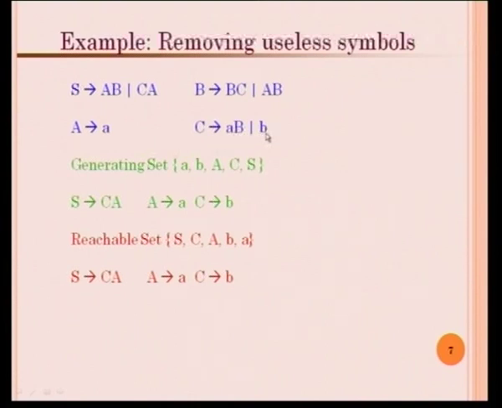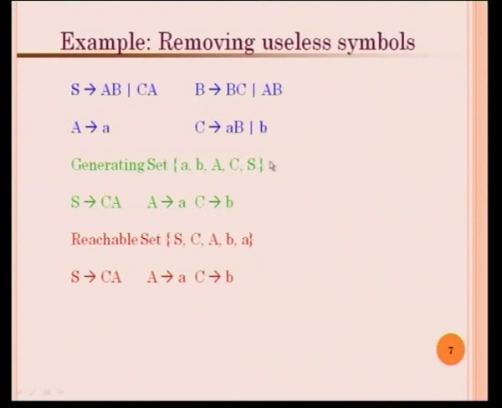To remove the useless symbols, we have two steps. One is the identification of the generating set, followed by the identification of the reachable set. The generating set includes all symbols which are capable of generating strings of their own. By default every terminal is capable of deriving a string. So we start with small a and small b, the only two terminals. So a and b are included in the generating set.